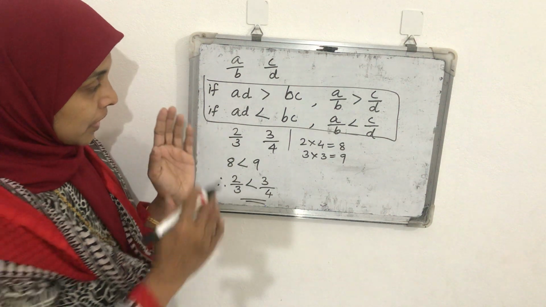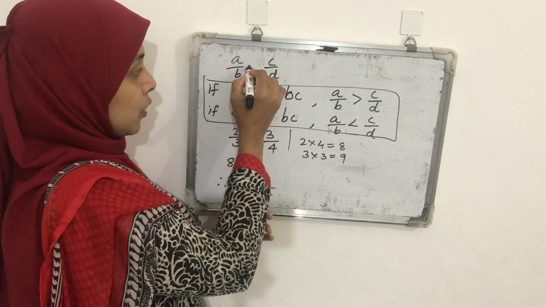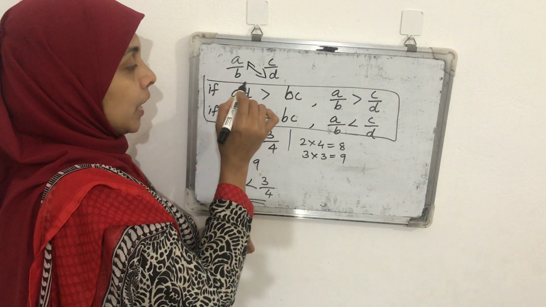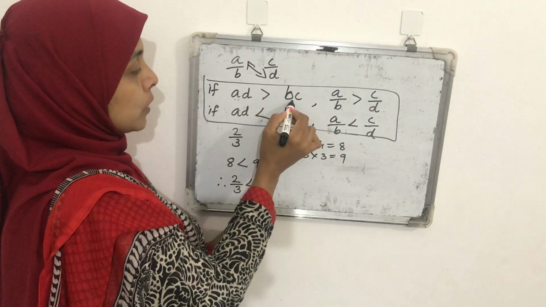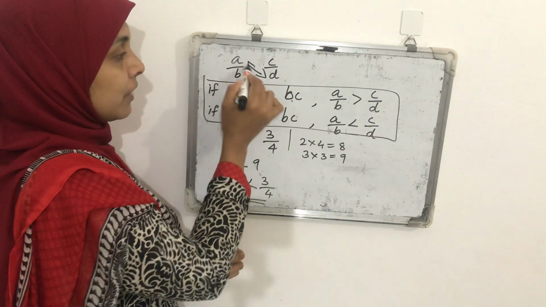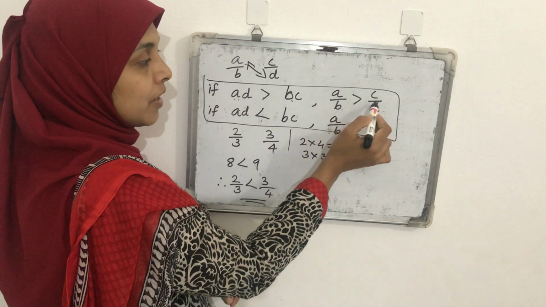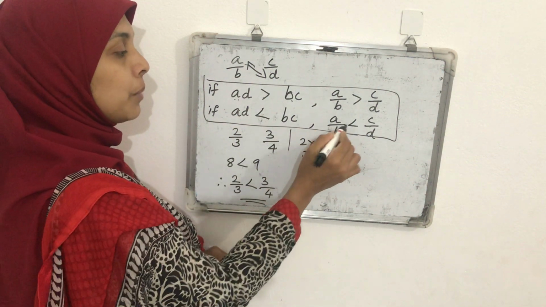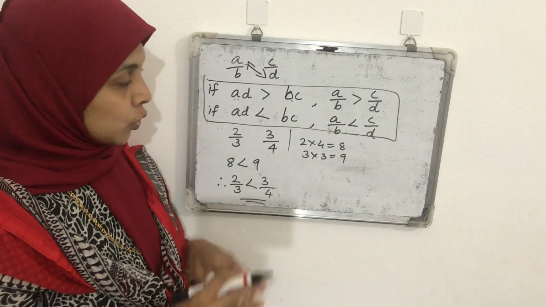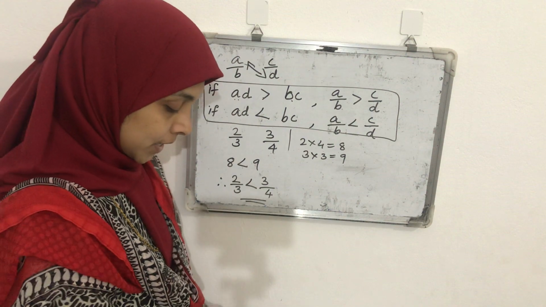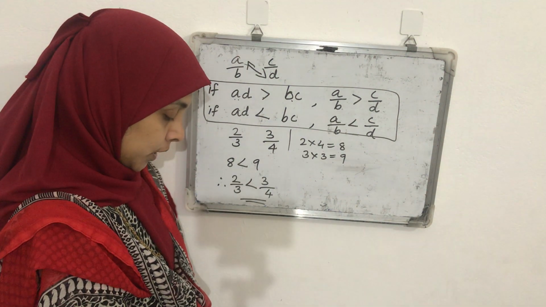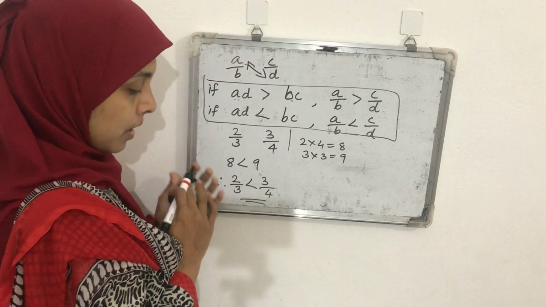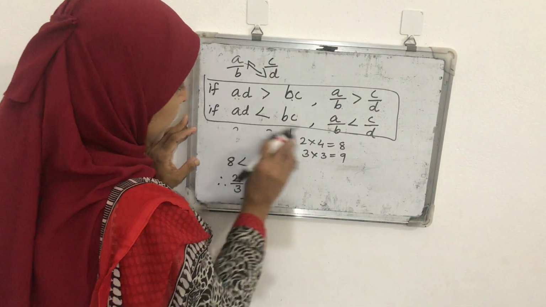Keep this in order. Here, if we multiply A into D and it is greater than B into C, then the first rational A by B will be greater than C by D. If it is the opposite, then A by B will be less than C by D. If you get any two rationals like this, we can compare using the same method. One more question, look how we can compare. Another question is given.